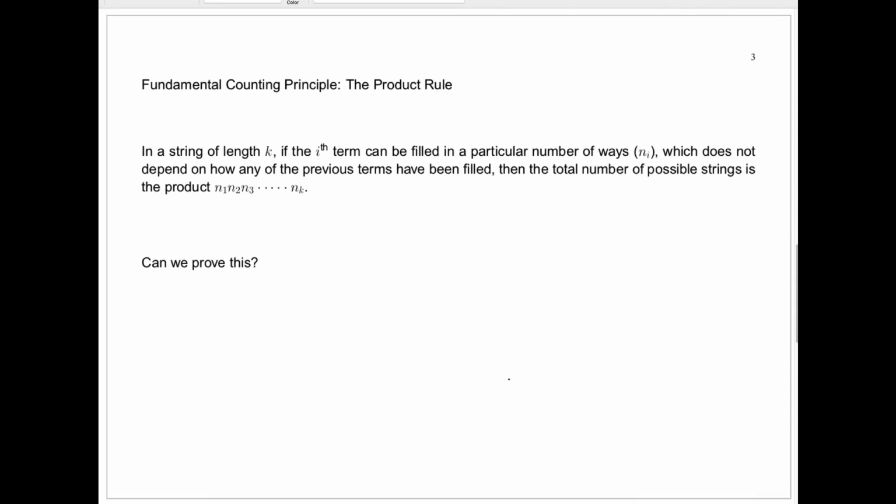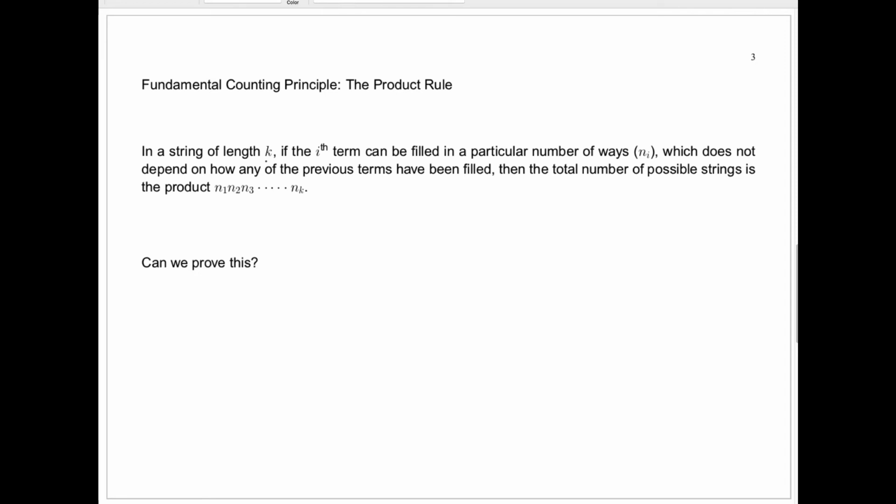Now, these are all uses of what we'll call our fundamental counting principle. The book calls it the product rule for the obvious reason. The product rule says in a string of length k, we're always going to use k for the length of a string. We'll use it in slightly different contexts elsewhere, but we'll try to keep the letter k to be used for something that's like a length.